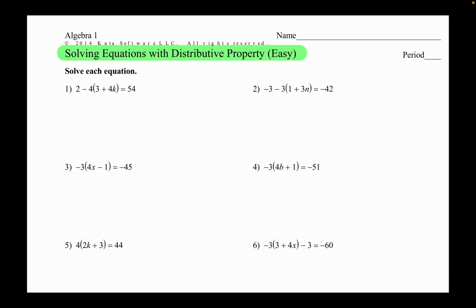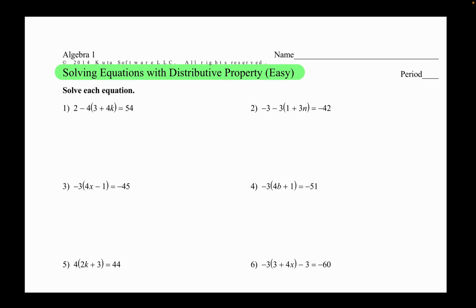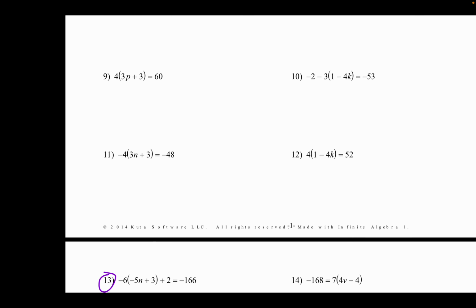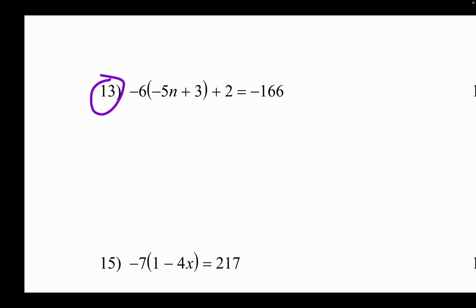This worksheet and from a separate second worksheet. So from this worksheet, go to number 13. When we're doing these problems, the first thing you want to do is make sure you get rid of all of your grouping symbols. So you're going to take your -6 and distribute that.